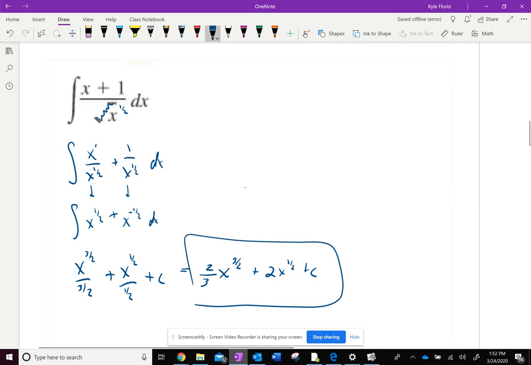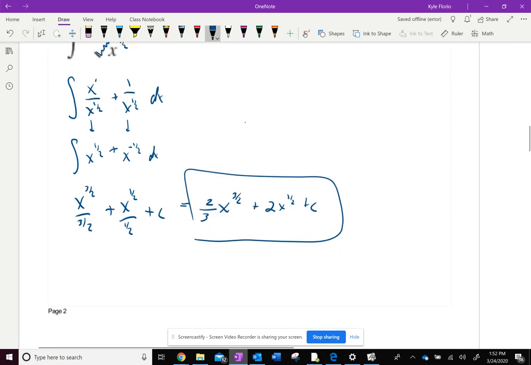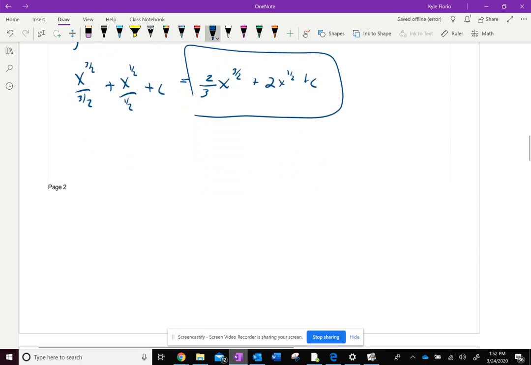So again, taking a tougher problem there and just rewriting it into powers, we can use our power rule, no problem.